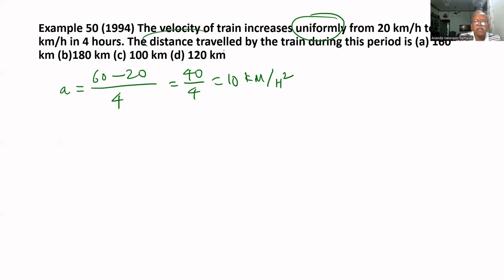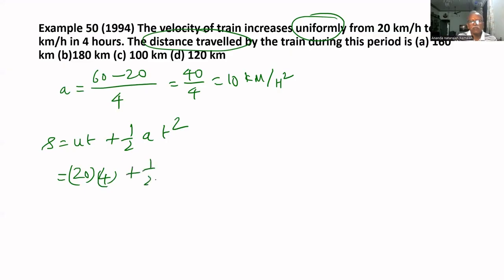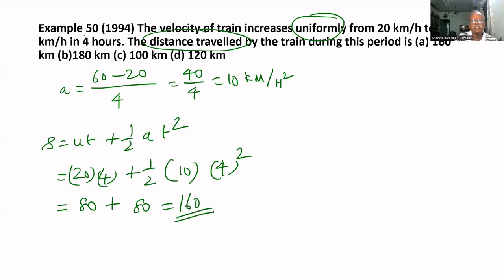What is asked is the distance traveled. Distance traveled is s equals ut plus half a t square. Initial velocity is 20 km per hour, time taken 4 hours, plus 1 by 2, a equals 10, t square equals 4 square. That is equal to 80 plus 5 times 16, 80. That is equal to 160. 160 is the answer. So A is the answer.